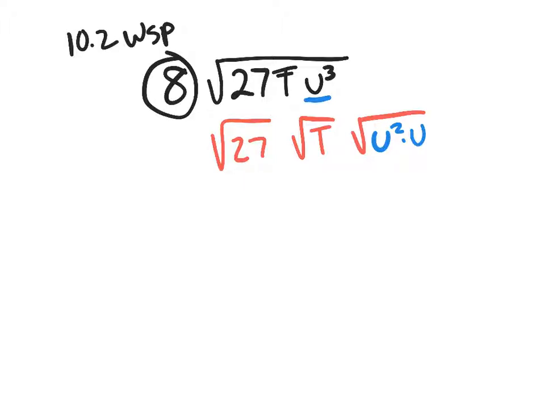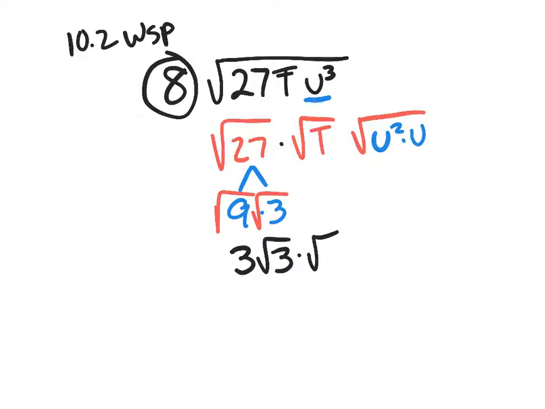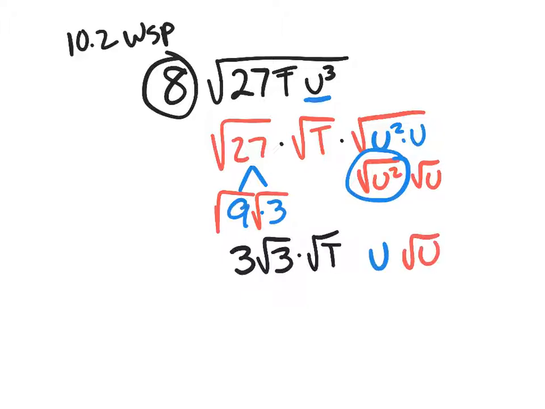Okay, so the 27, you're going to simplify it the way you always do. Break it down, get a perfect square number, 9 times 3. Then you could split the root. So you will have 3 square root of 3, and then times the square root of t, and then times, but let's split that root. So you have u squared and u. And we all should know that the square root of u squared is what? Just u. And of course, we're going to bring down the other square root of u.